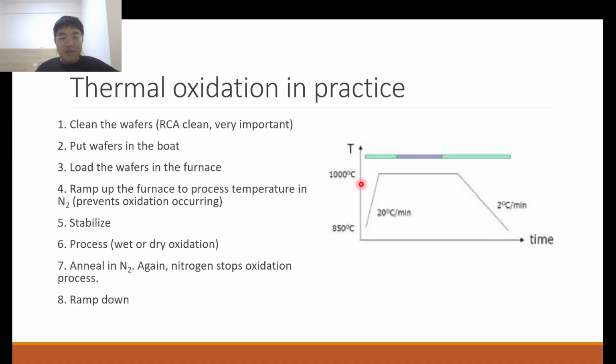So you want to ramp it up in an environment that's not oxidizing, like nitrogen gas, for example. Then we stabilize it, and then we pump in the oxygen gas or the steam to oxidize it. Then after that, we stop the gas flow, we anneal in nitrogen, and then when you ramp down the temperature, we ramp it down in the nitrogen environment again.